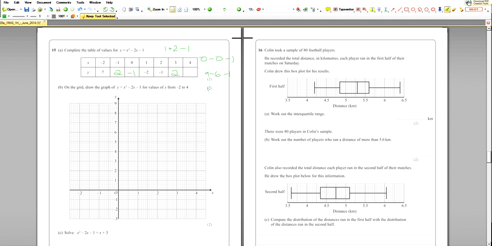4 squared is 16. Minus 2 times by 4 will give us minus 8. And then minus 1. So we have 16 minus 8 minus 1 is 16 minus 9. That will give us an answer of 7. Lovely. So now we've got to put those points on there.